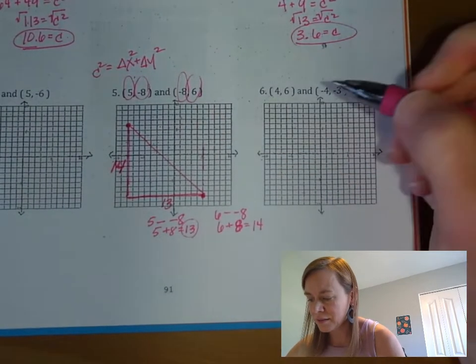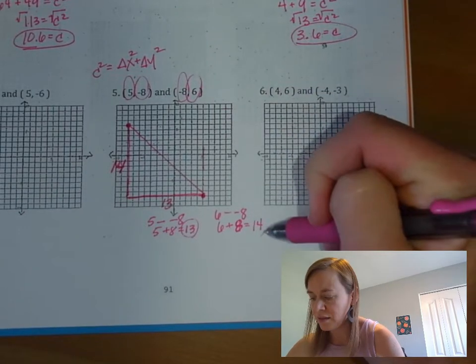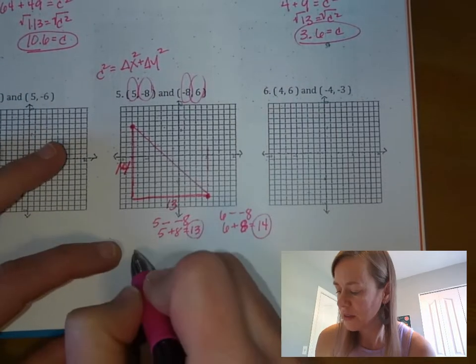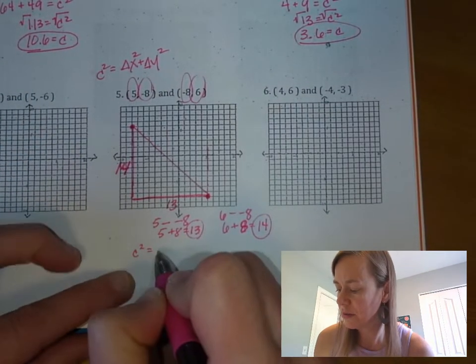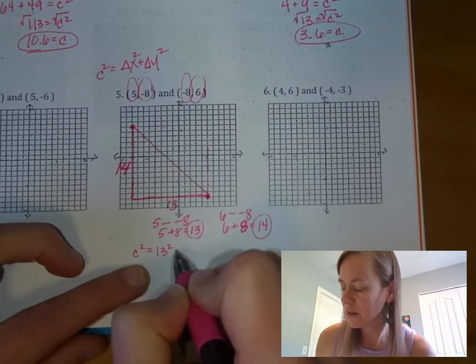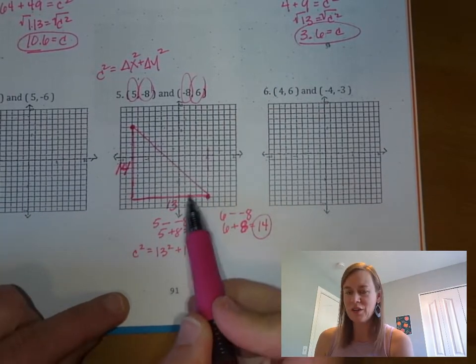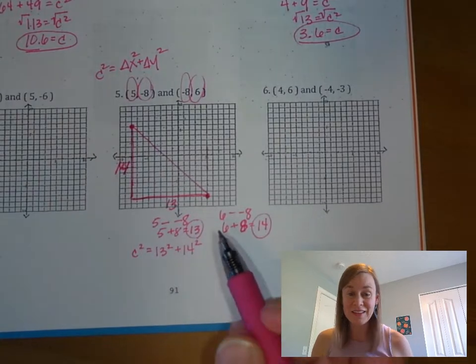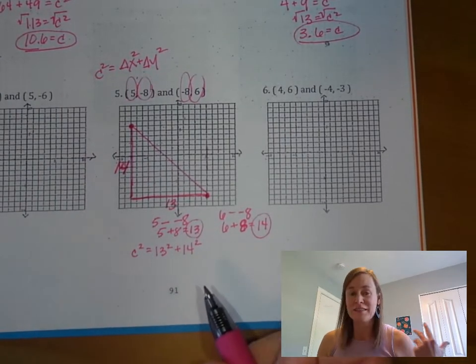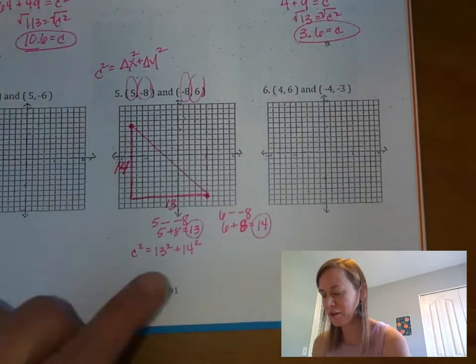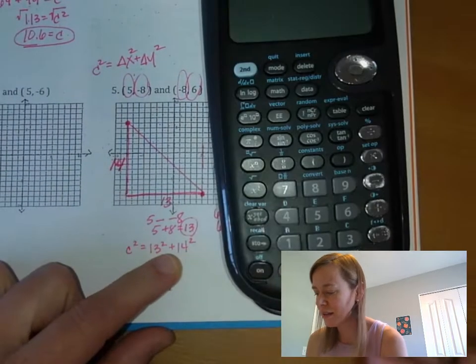All right, so what was the change in x here? It was 13. What was the change in y? It was 14. Let's write this out a little bit more neatly. So c squared is going to equal 13 squared plus 14 squared. And again, can you just put it on the graph and count? Yes, you can, as long as there's a graph there. If there's not a graph, it might be easier to know how to subtract.